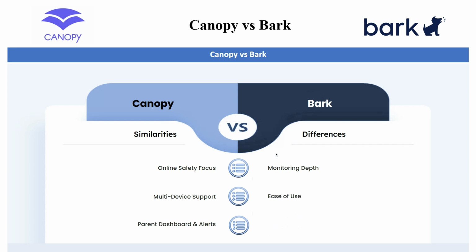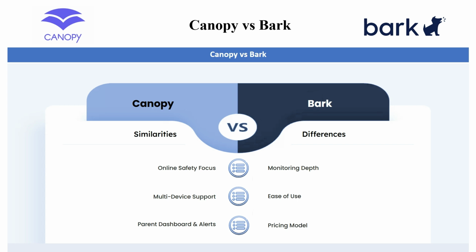Next, we have ease of use. Canopy is known for its simple setup and intuitive interface. Parents can get started quickly without linking multiple accounts or managing complex permissions. Bark requires slightly more setup because it needs access to various apps and accounts to monitor content, making it more involved but providing deeper insight once configured.